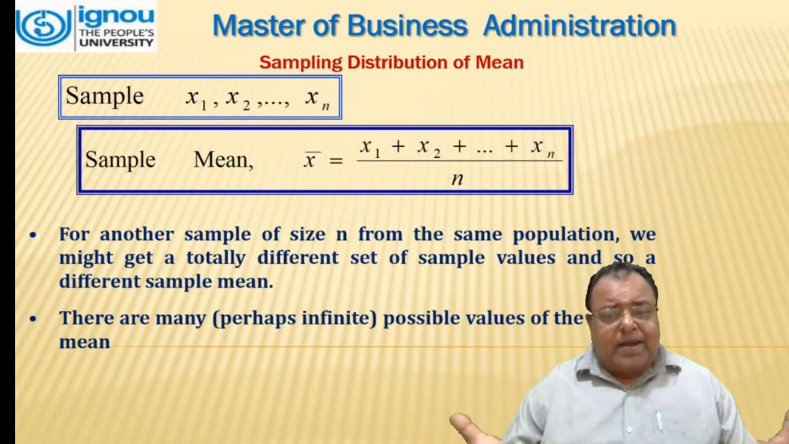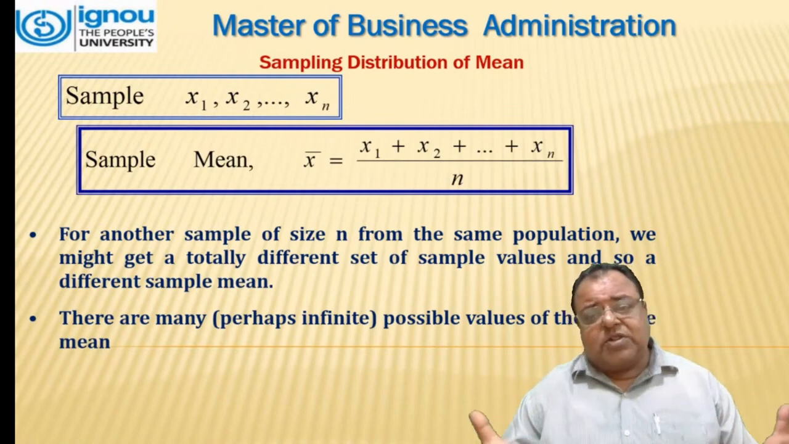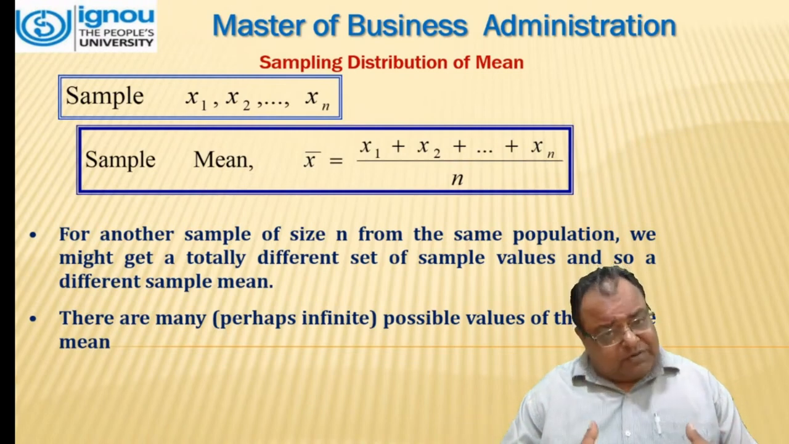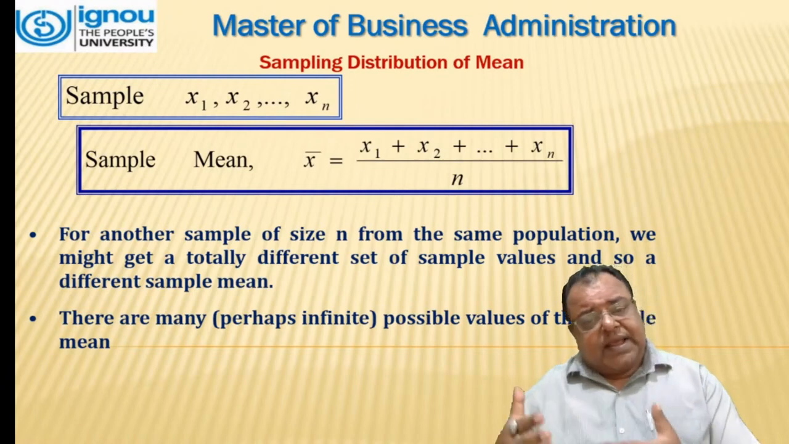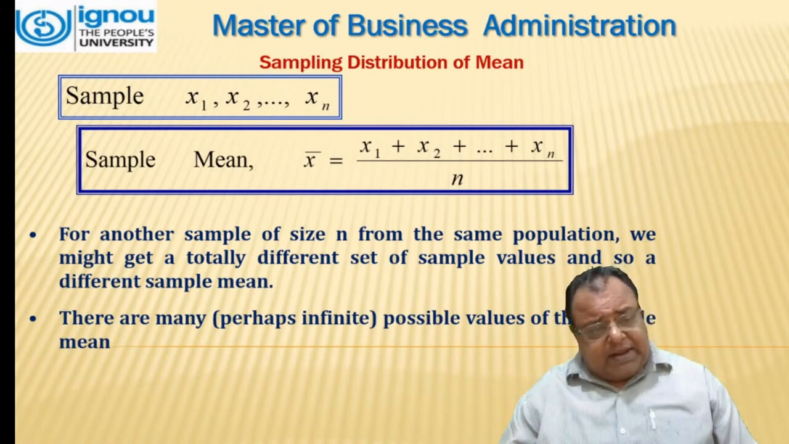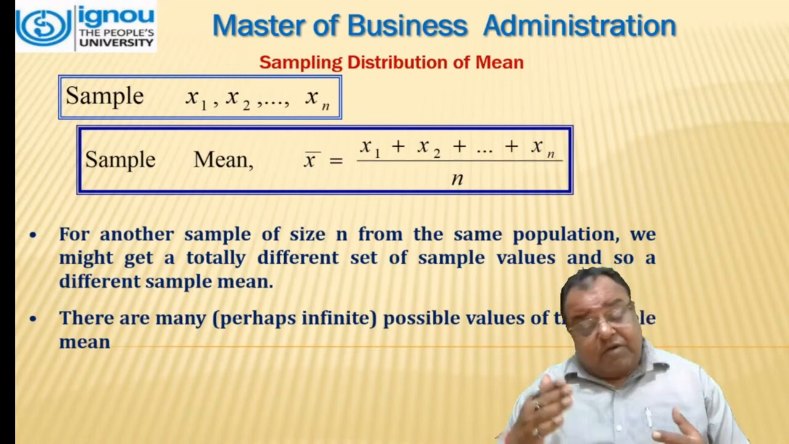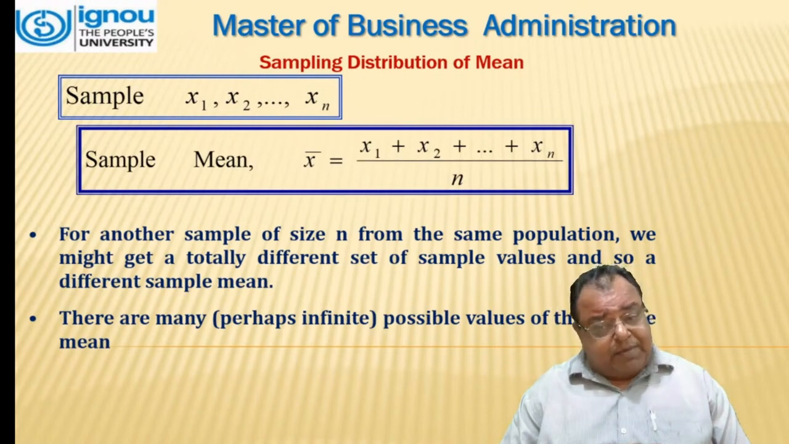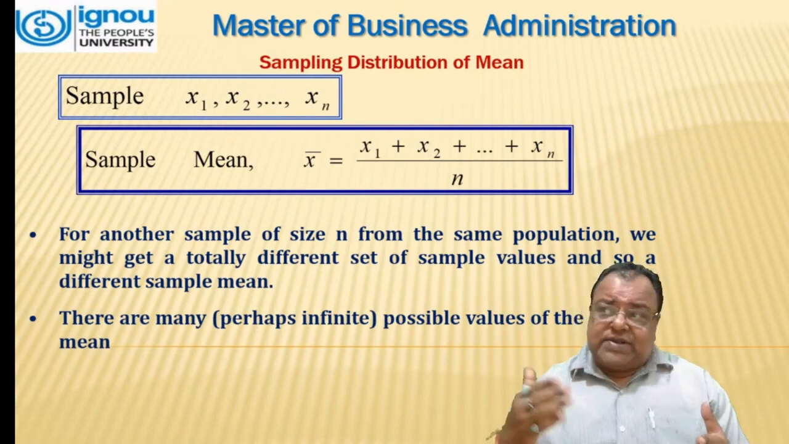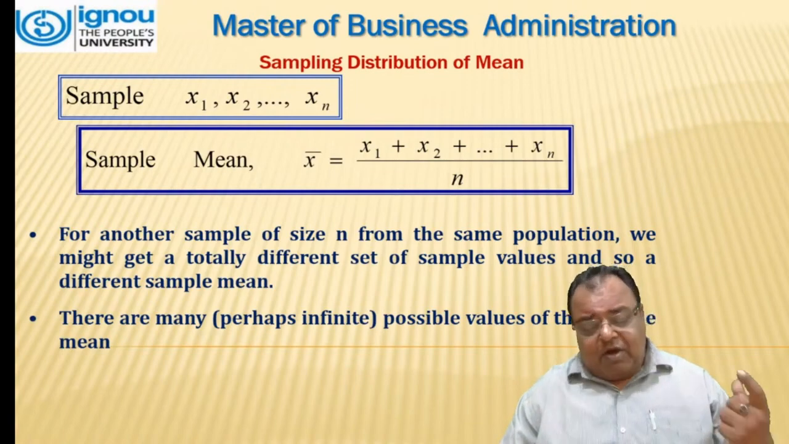Mathematically, we will see the notations. Sample is x1, x2 till xn. Sample mean, normally, is the summation of all the observations divided by the number of observations. Here, the sample mean x bar is equal to x1 plus x2 till xn divided by n. For another sample of size n from the same population, we might get a totally different set of sample values, and so a different sample mean. There are many, perhaps infinite, possible values of a sample mean.